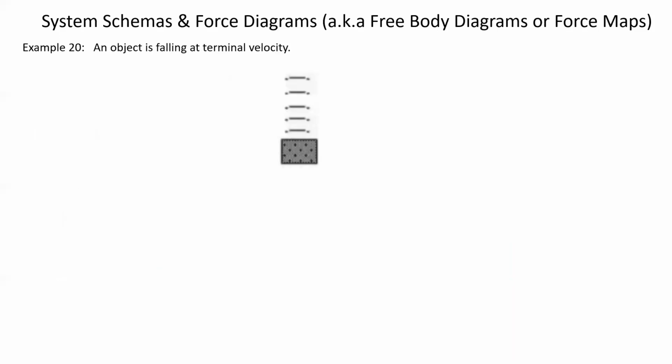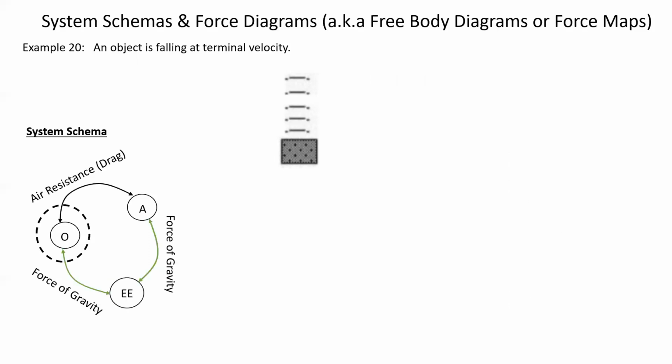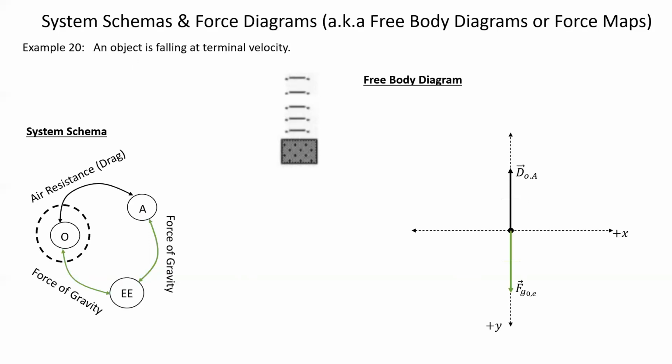An object is falling at terminal velocity. Terminal velocity is when an object no longer accelerates. So we still have the same system schema, but this time the force diagram will look slightly different. The drag force keeps getting bigger until eventually at terminal velocity, it's the same size as the gravitational force. In this case, we say it's in equilibrium, the net force is zero.